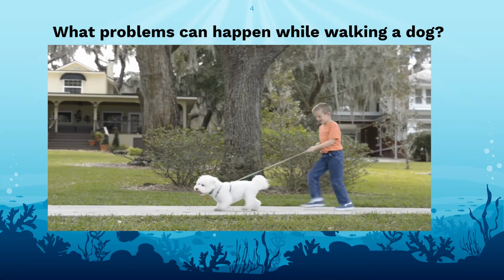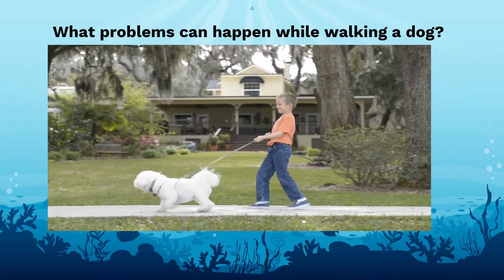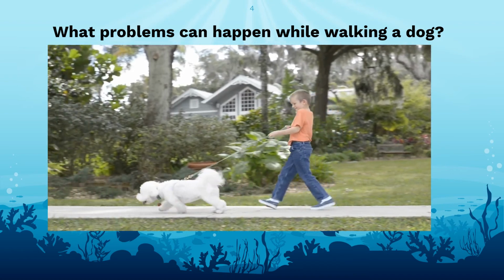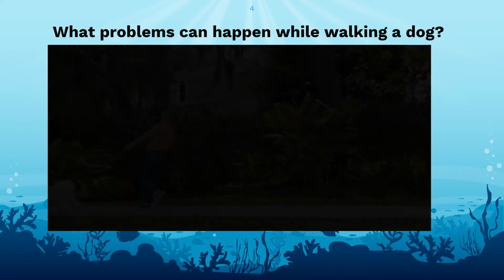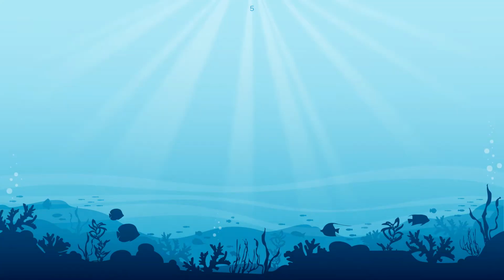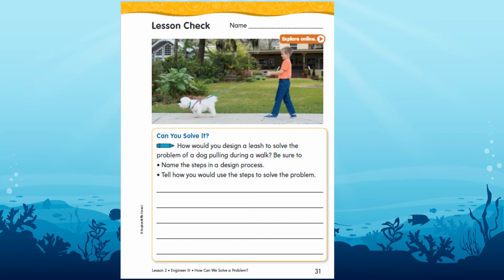Max takes his dog Ella for a walk. Ella keeps pulling on the leash. It's driving Max crazy. How can Max solve this problem? They're asking you, how would you design a leash to solve the problem of a dog pulling during a walk? Be sure that your answer includes the name of steps in a design process, and you have to tell how you would use the steps to solve the problem. Do you know the answer to this question? I'm sure you do. Let's look at the answer now.